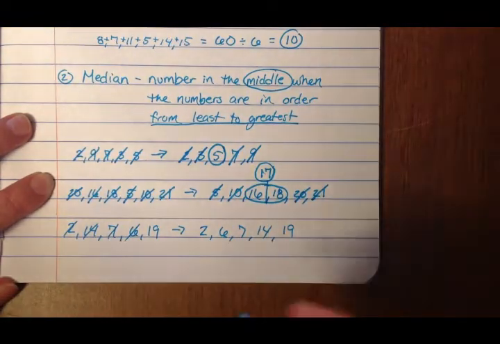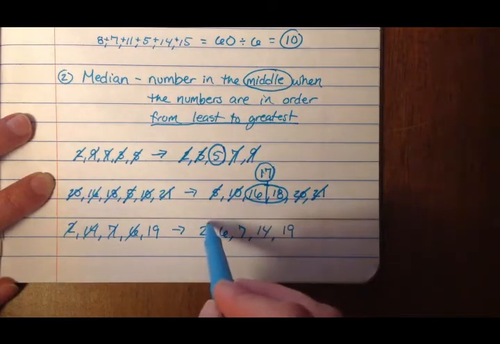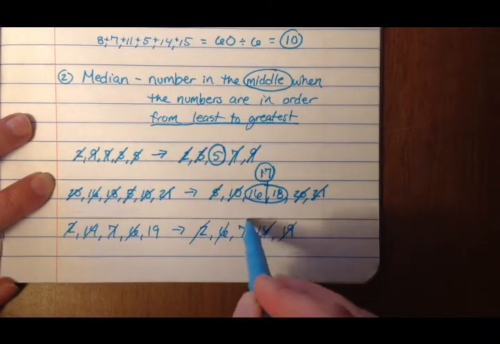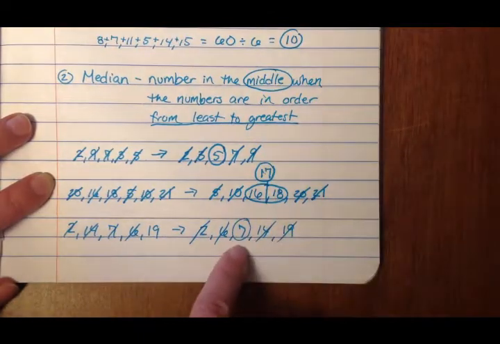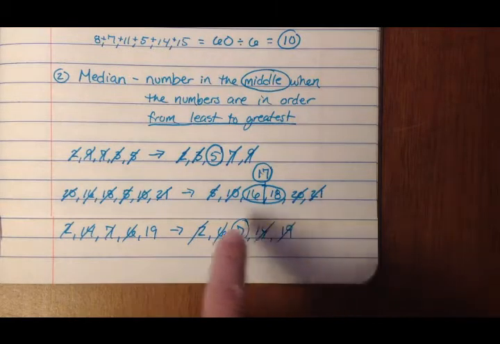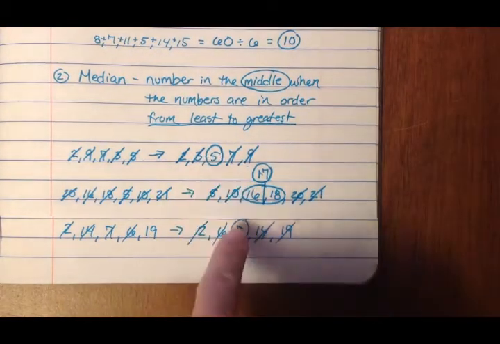And we want to find the middle number by marking off the lowest and the highest. So lowest number, highest number. Lowest number, highest number. We end up with 7 in the middle, not 17. And so that's what you will do. That's what happens when there's one number in the middle.